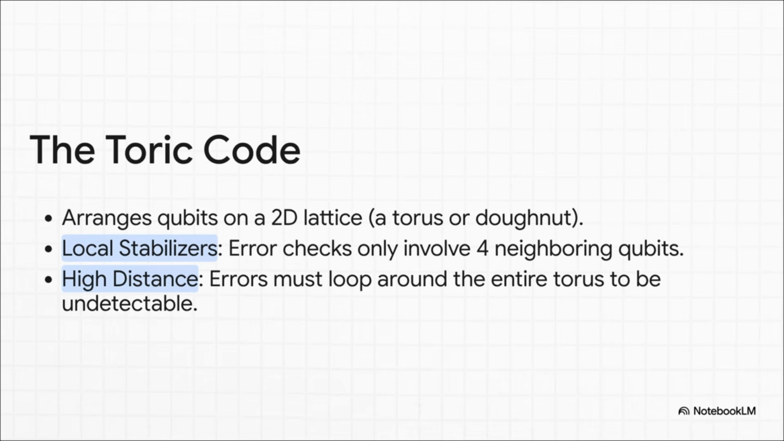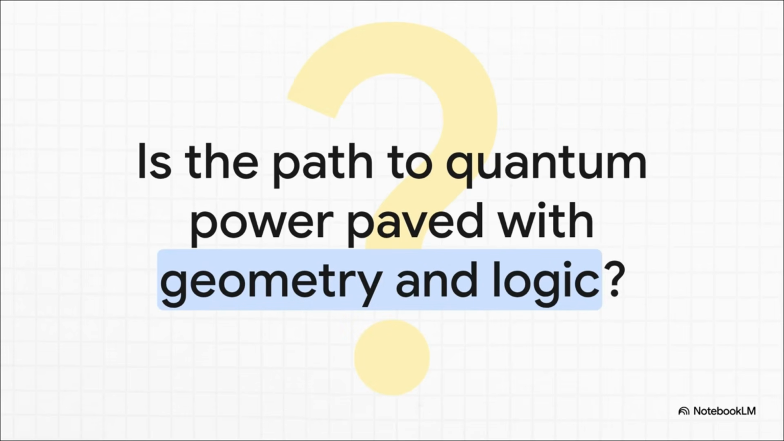And that's really the big takeaway here. The race to build a useful quantum computer isn't just about cramming more and more physical qubits onto a chip. It's about this deeply beautiful and complex challenge of weaving hundreds, maybe even thousands of these fragile physical qubits into a single, robust, nearly perfect logical qubit. The real path to quantum power, it turns out, might be paved less with silicon and more with the incredible ideas from geometry and logic.